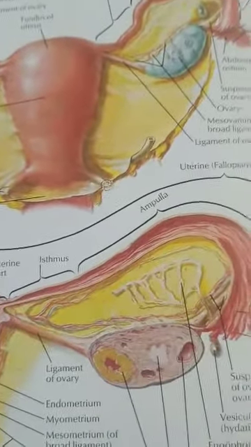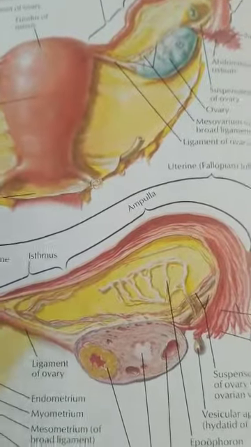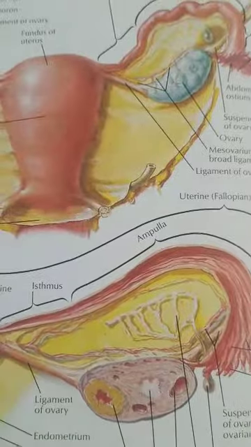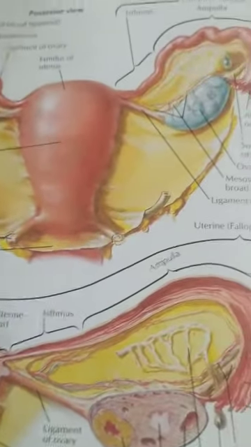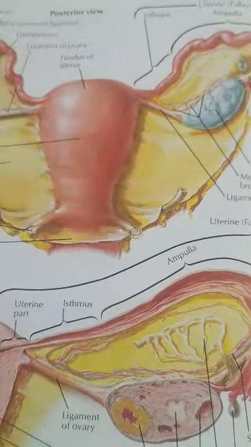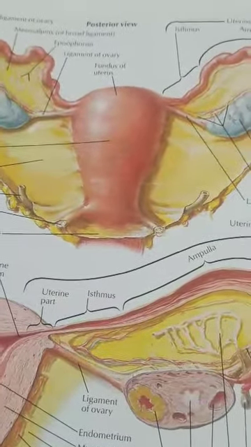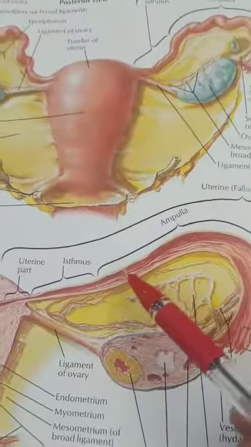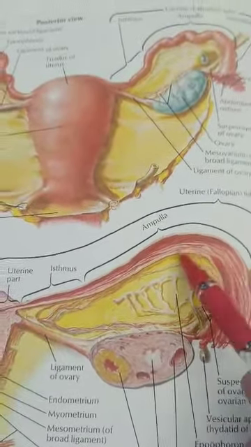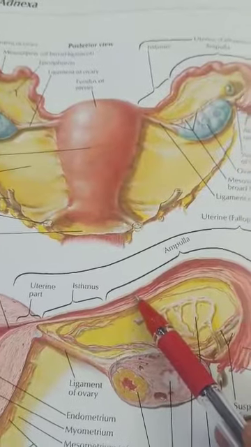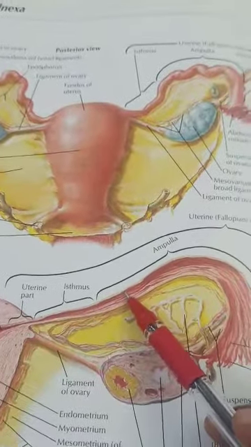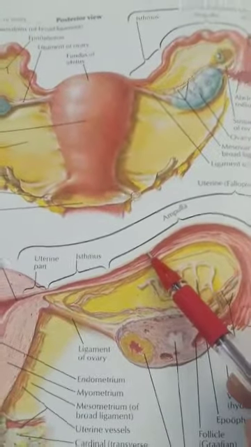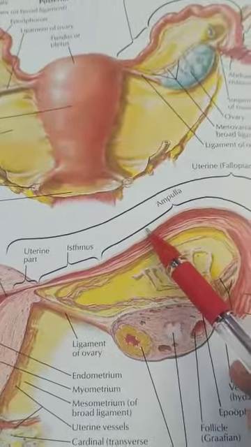Then coming to the applied aspects of the uterine tube, the inflammation of the uterine tube is called salpingitis. Then sterility is the inability of a person to have a child. The most common cause of sterility in females is blockage in the tube. If there is any structure which produces blockage in the tube, it prevents fertilization, resulting in sterility.